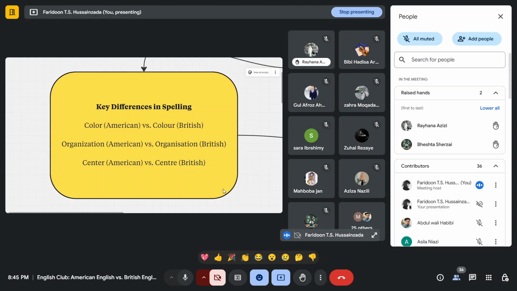In terms of, as I mentioned, there are two big instances where you have to remember the differences.